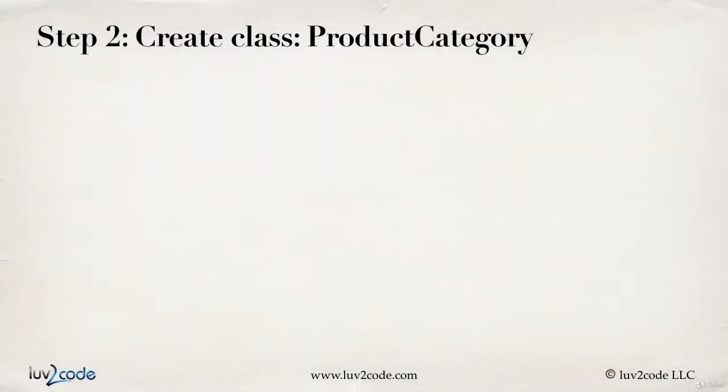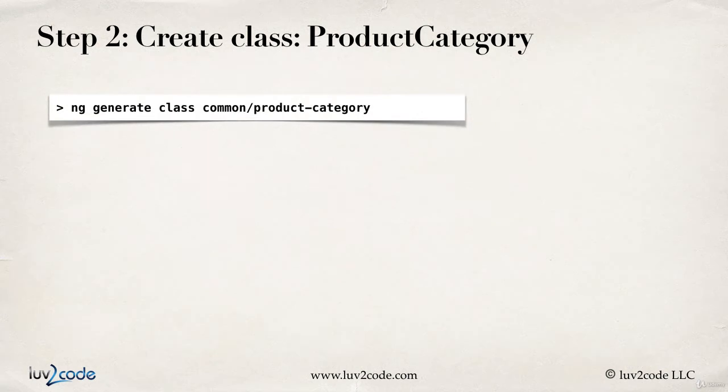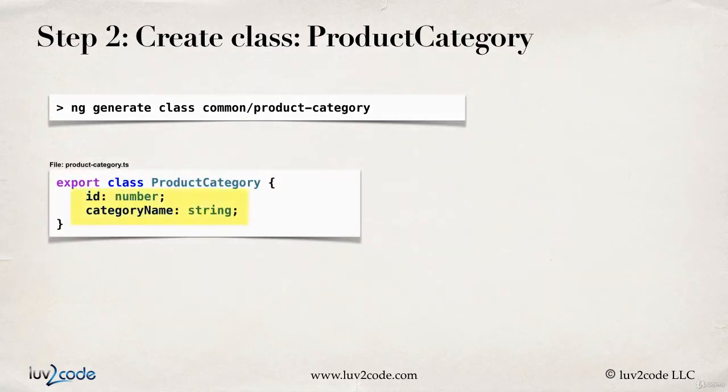Alrighty, in step 2, we need to create a class or product category. And this is code that we'll create in our Angular application. So remember, in Angular, we can create a class by saying ng generate class /product category. It'll give us an empty file, and we'll add these two properties here, ID and category name.